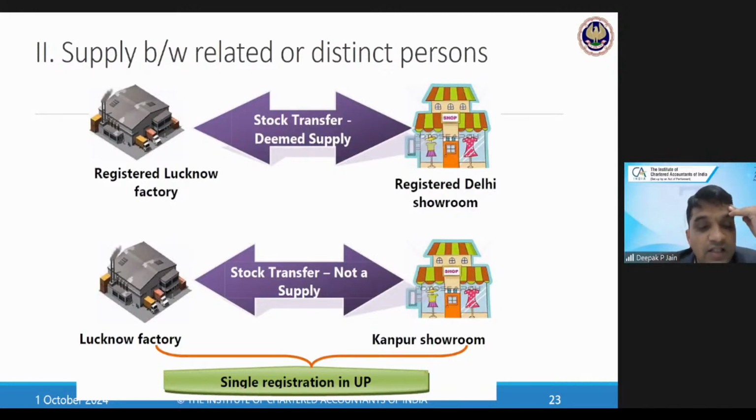So GST is not a central registration. You cannot take one registration for multiple states. Within a state, multiple branches, you can take one registration. But for multiple states, you cannot take a single registration. You have to take state-wise registration. Okay. So now we will get back to Schedule 1 and proceed further.